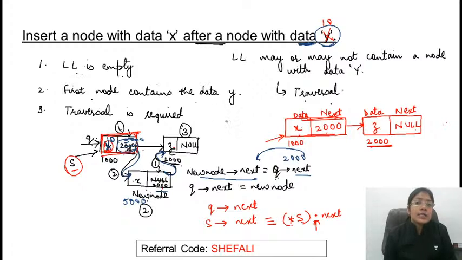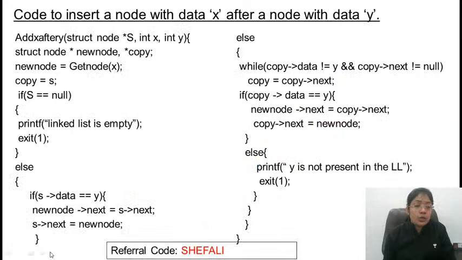If the first node itself does not contain the data y, in that case you need to traverse the linked list. Linked list को कब तक traverse करोगे? Until you get a node with data y or until the linked list gets over. हो सकता है कि पूरी linked list traverse होगी but data y नहीं मिला. That is the case when the linked list does not contain the data y. Right? So if this is clear, let's look at the code.